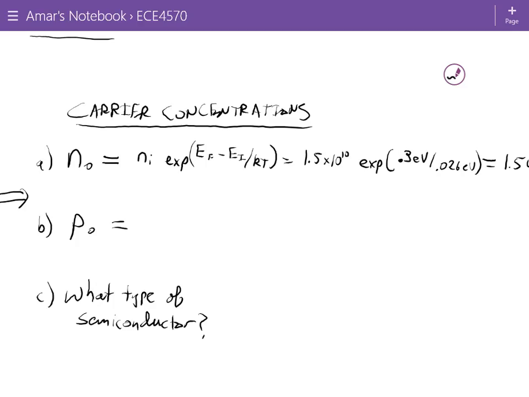This is a doped semiconductor. The question was, aren't they the same? The answer is no, because in an intrinsic semiconductor, the electron and hole concentrations are the same, but in a doped semiconductor, they are not.